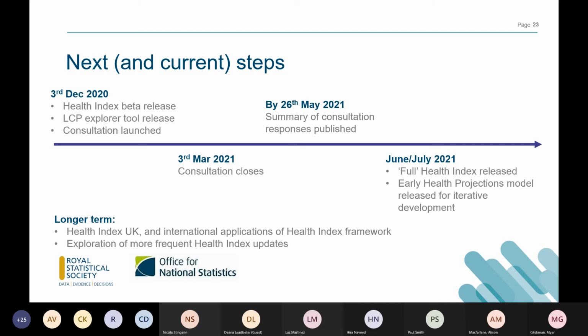And we're also exploring what it would take to produce a more frequent version of the health index, because right now it relies on a lot of annually available data, and it might be that we could estimate index scores using the data points that are available more regularly, but this is something we need to explore a bit further.